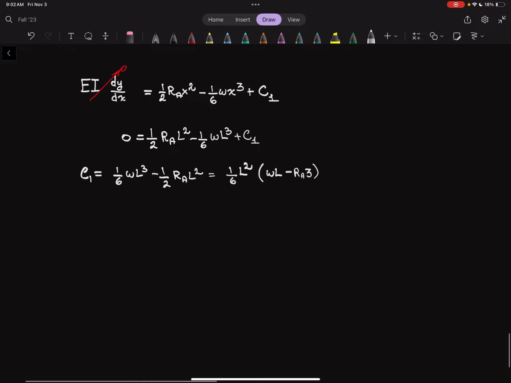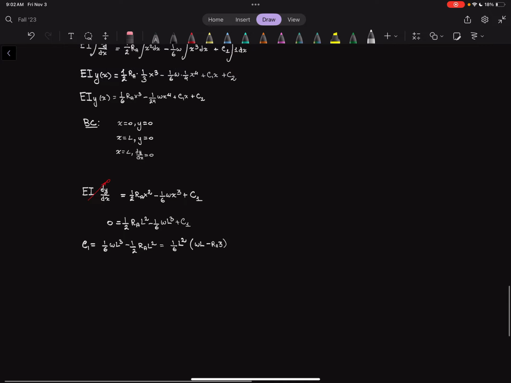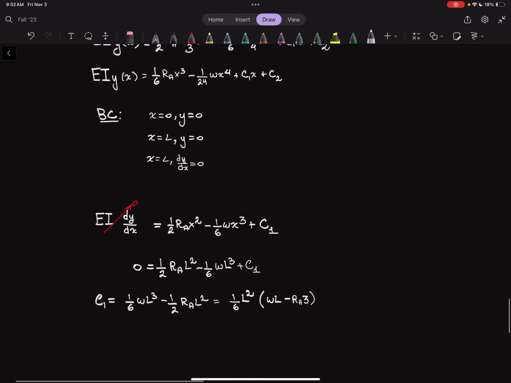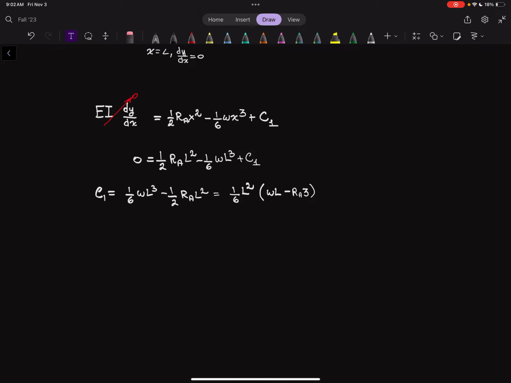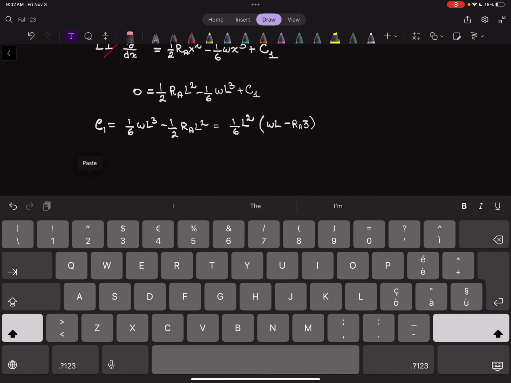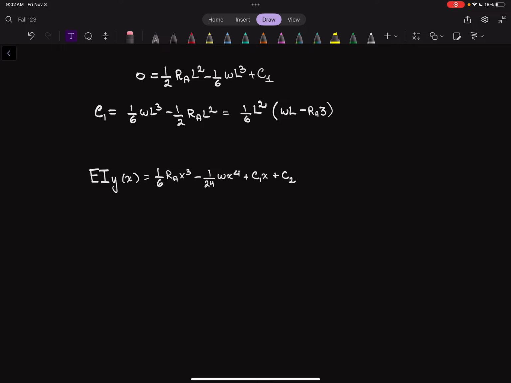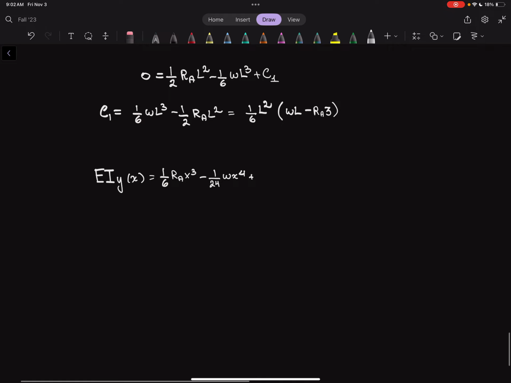So then I can plug that back into the final function. So that would be this one right here. And so let me put that in here. Plug that back into this function at C1. So that would be plus 1/6 L squared times WL minus RA times 3 X plus C2.